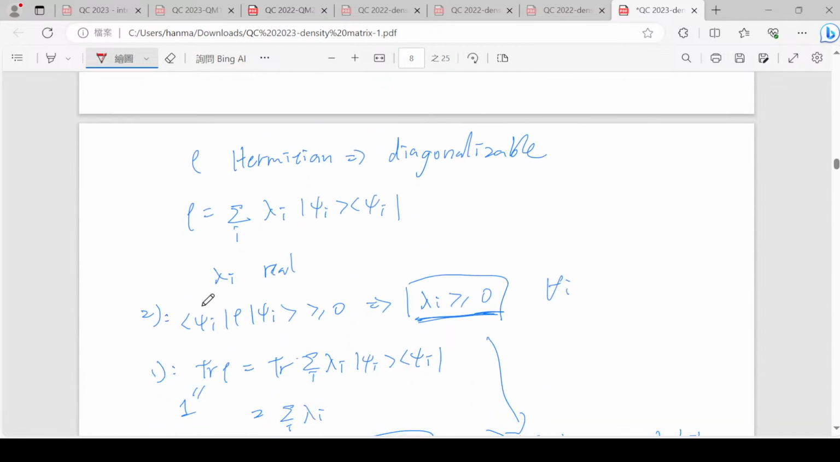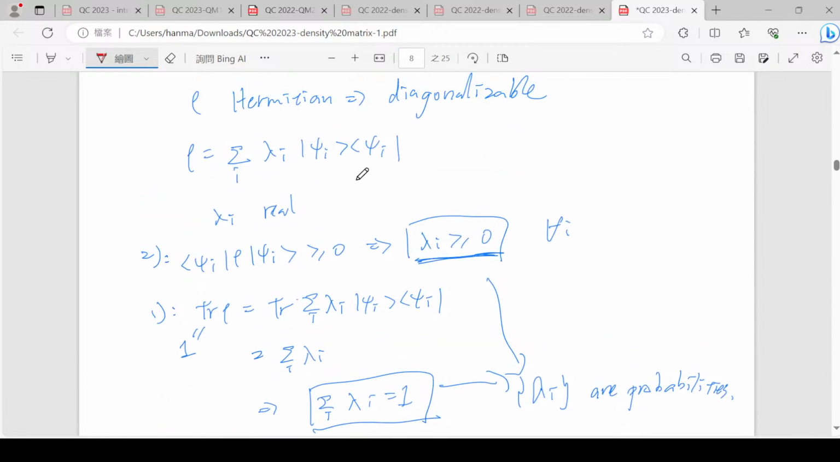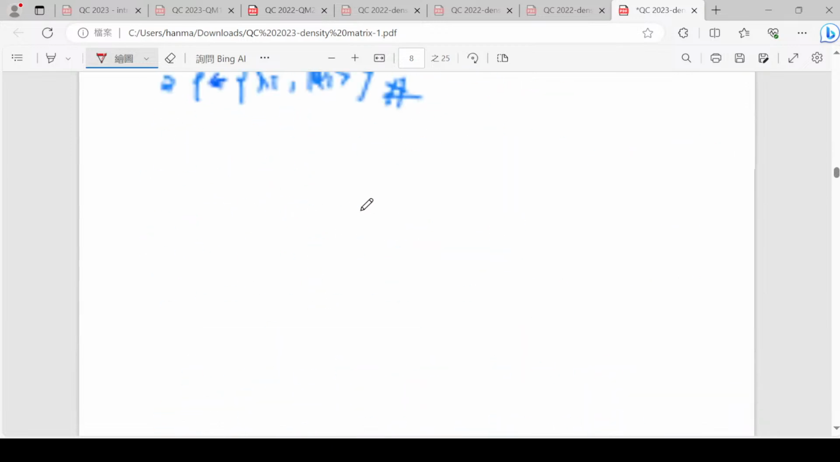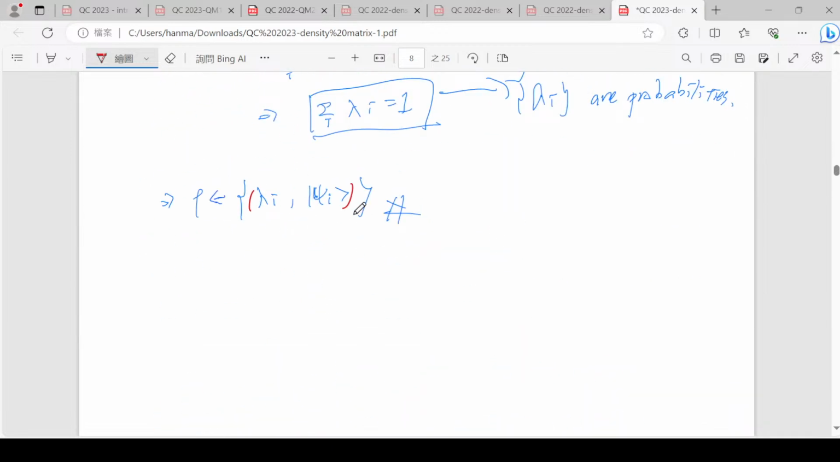But the more common approach is you just diagonalize it, and then you can find an example ensemble corresponding to this density matrix. Okay, so I guess it's a good time for a break. Any questions? Otherwise, let's have a 10-minute break. Okay, let's have a break.